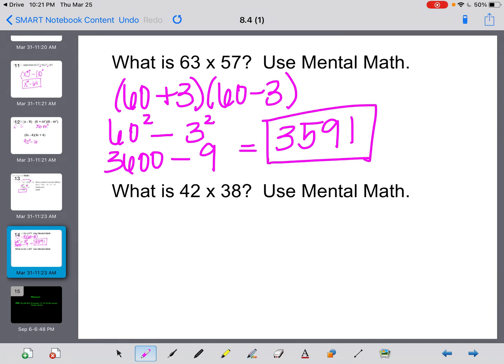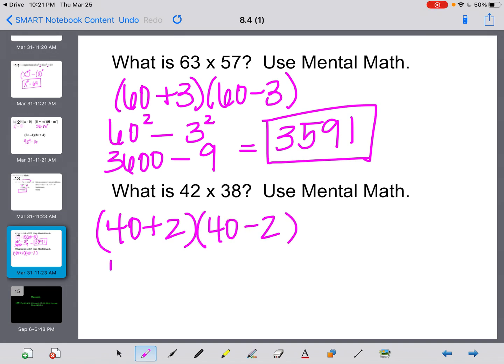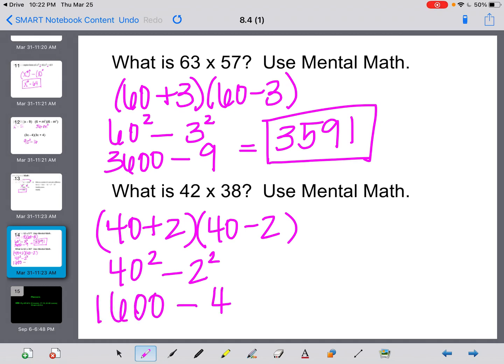And to wrap it up, 42 and 38 are both 2 away from 40. So we're going to use 40 plus 2 and 40 minus 2. Okay, square the first one, so 40 to the second power, square the second one, put a minus. 40 times 40 is 1,600. 2 times 2 is 4. And when I subtract them, I get 1,596.